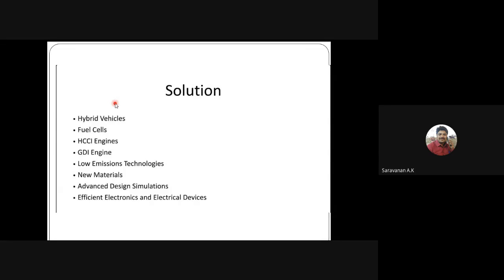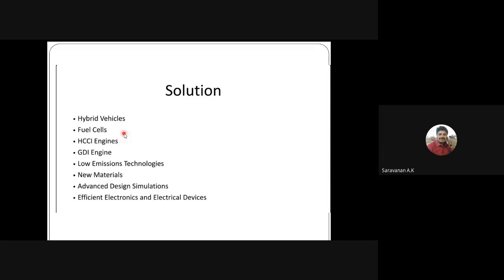So we have to face that problem. We have to reduce the NOx, and we have to have low fuel consumption by the new development technologies. So these are all the newly developed technologies. In this class, we have to see the first one, the HCCI engines. In our fifth unit, you can see hybrid vehicles.